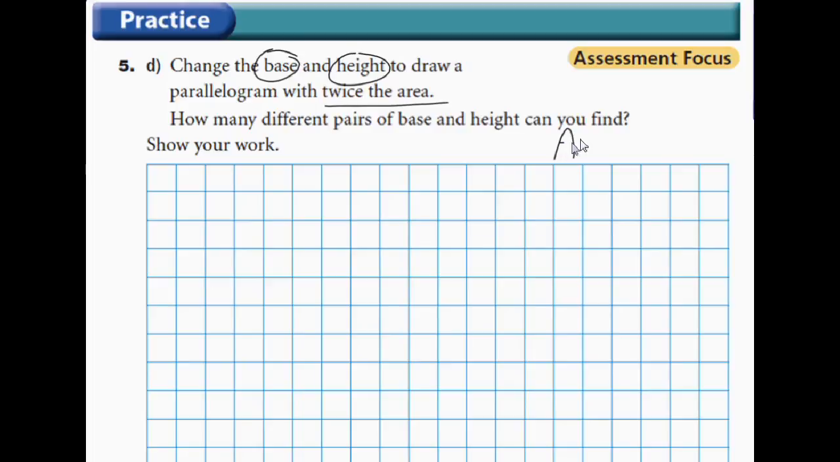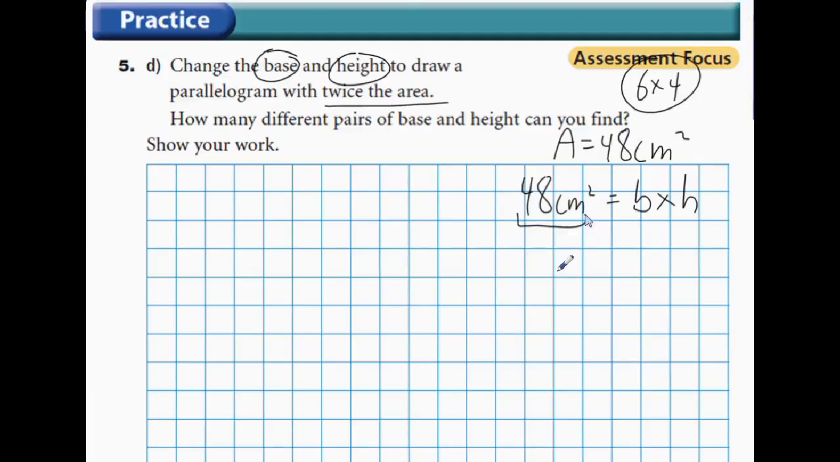So again, we want an area of 48 centimeters squared because our original area was 24. So 48 centimeters squared equals base times height. And so our original base and height were, I believe, 6 times 4. That's originally what we had. We want to change them. Well, this is pretty easy. What are the factors of 48? Basically, any combination of numbers that multiply together to 48.